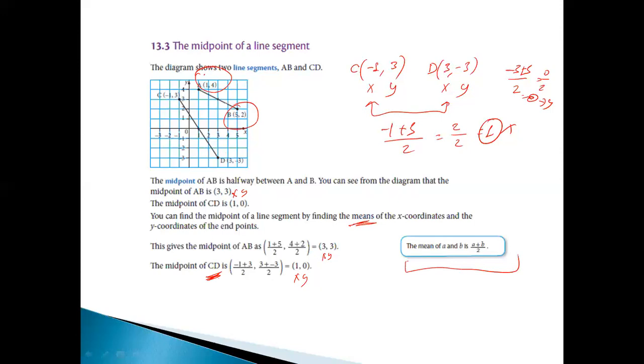Okay, let's show the first midpoint of the line segments. Where are our points?